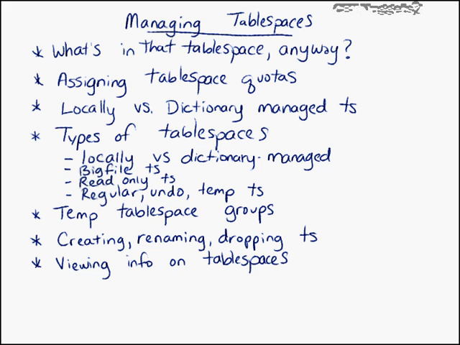Wrapping up this nugget, we already talked about what exactly is in a tablespace and why we store it there, as well as assigning tablespace quotas to limit user objects in certain tablespaces. We talked about locally versus dictionary managed tablespaces and the different types of tablespaces, such as bigfiles, read-only, regular, undo, and temp. You should now start taking advantage of those temporary tablespace groups available in 10g and feel pretty comfortable creating, renaming, and dropping our tablespaces and viewing information in our data dictionary.